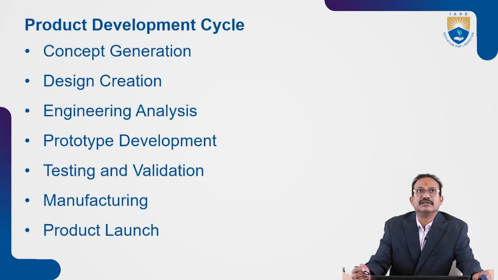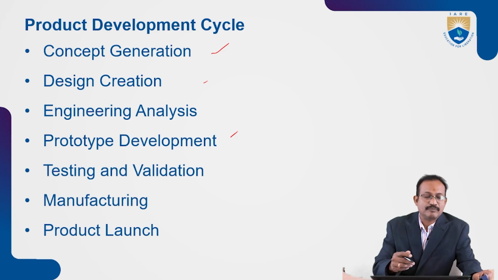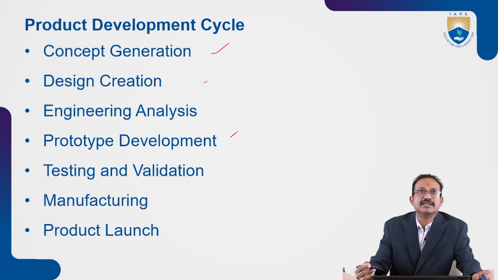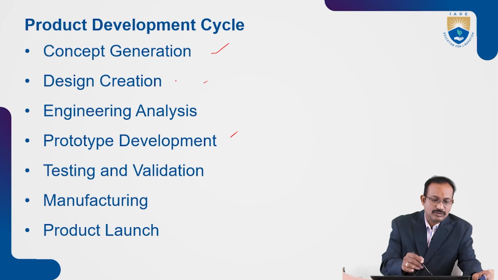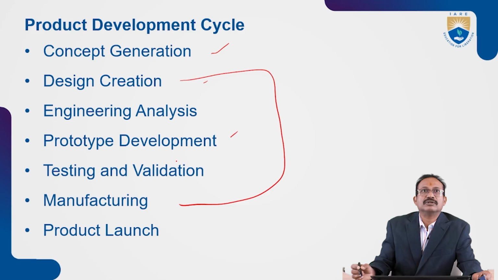Next, the product development cycle: concept generation, design creation, engineering analysis, prototype development, testing and validation, manufacturing, and final product launch. So first we have to generate the concept. Next, design creation. After design, we have to analyze in parallel. Next, we develop the prototype, and it goes for testing and validation. Finally, it goes for manufacturing. There are three more steps in between design and manufacturing. After manufacturing, product launch.